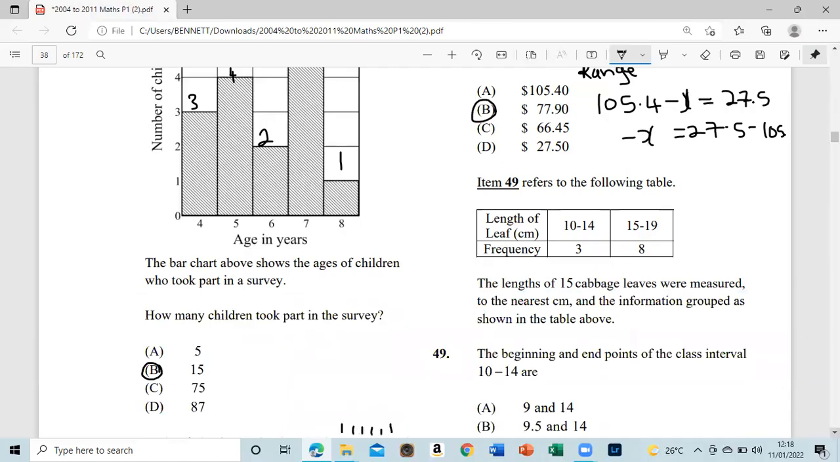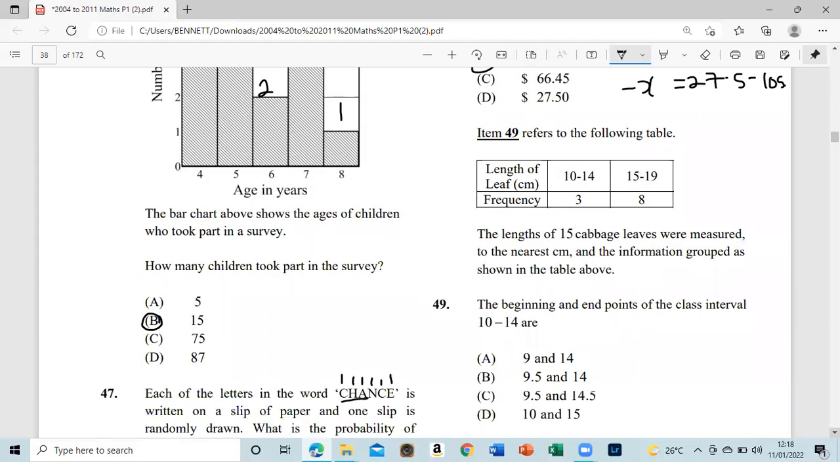49 refers to the following table. The lengths of 15 cabbage leaves were measured to the nearest centimeter. The information is grouped as shown in the table. The beginning and end points of the class interval 10-14 are: is it 9 and 14? Is it 9.5 and 14? 9.5 and 14.5? Or is it 10 and 15?